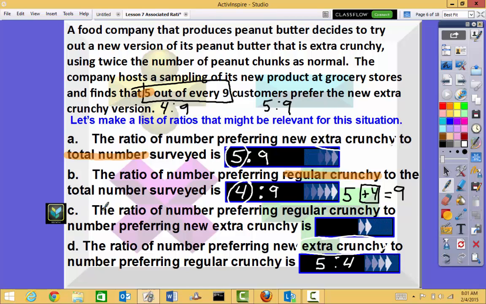All right, you're going to try C on Socrative. Good luck. If you need to pause the video, be sure you unpause it after you've answered it to continue.